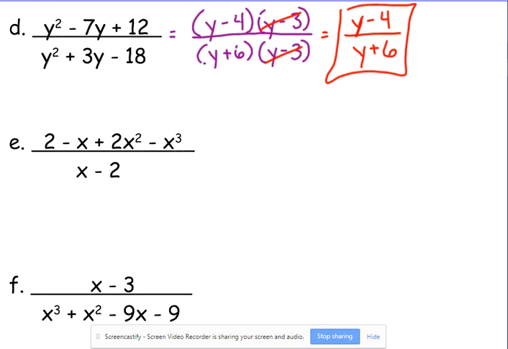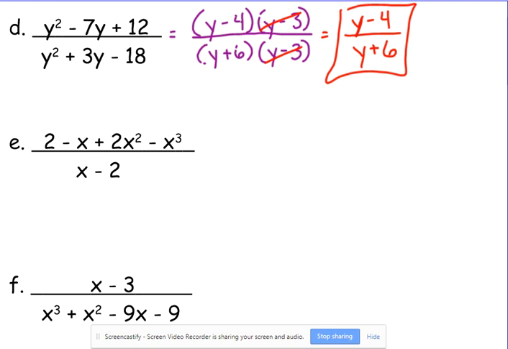Okay, that one was just simple trinomial factoring. y minus 4, y minus 3 in the numerator. y plus 6, y minus 3 in the denominator. So the common factor there is the y minus 3. So let's look at E.